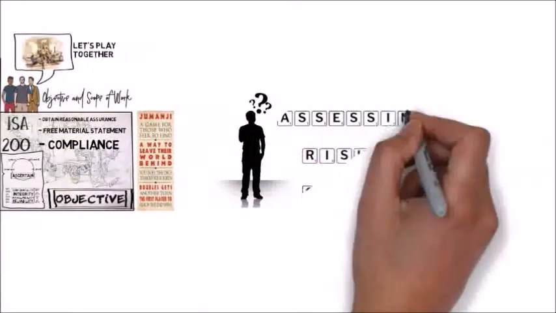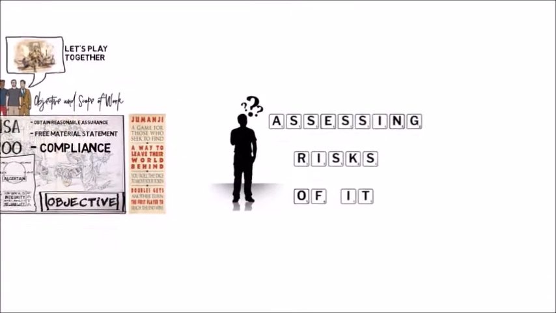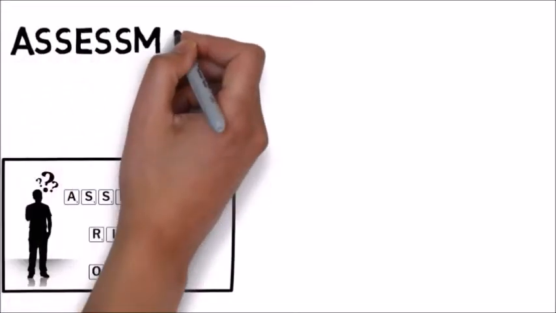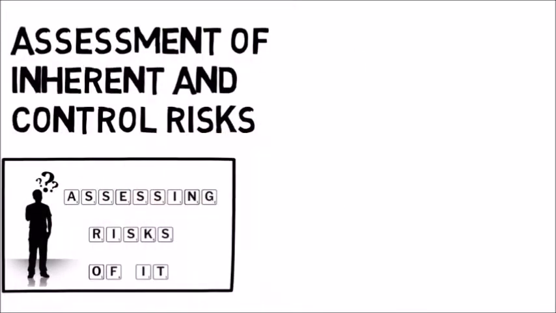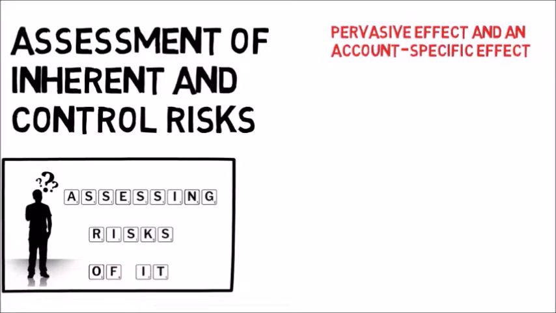The rules of this game is assessing risk of information technology, IT, audit risk assessments and accounting and internal control systems. The auditors should make an assessment of inherent and control risks for material financial statement assertions. The inherent risk and control risk in a CIS environment may have both a pervasive effect and an account-specific effect on the likelihood of material misstatements, as follows.